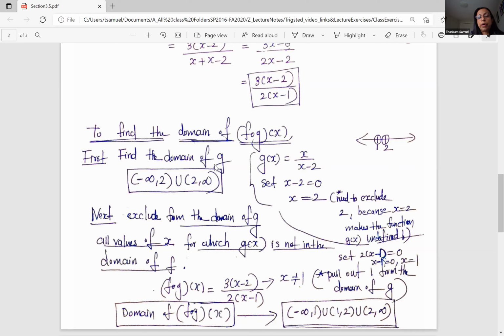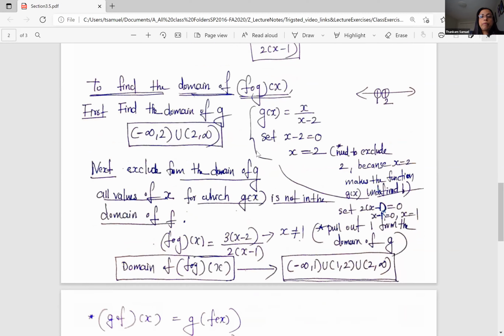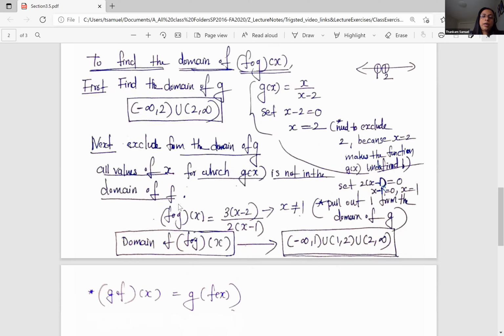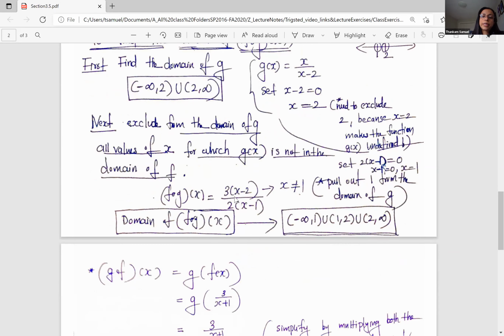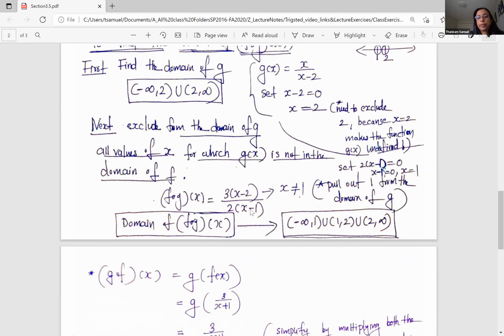Now our main objective is to find the domain of the composite function f of g of x. So the next step is to exclude from the domain of g all values of x for which g of x is not in the domain of f. When you look at the composite function f of g of x, we can see that it is 3 times x minus 2 over 2 times x minus 1.